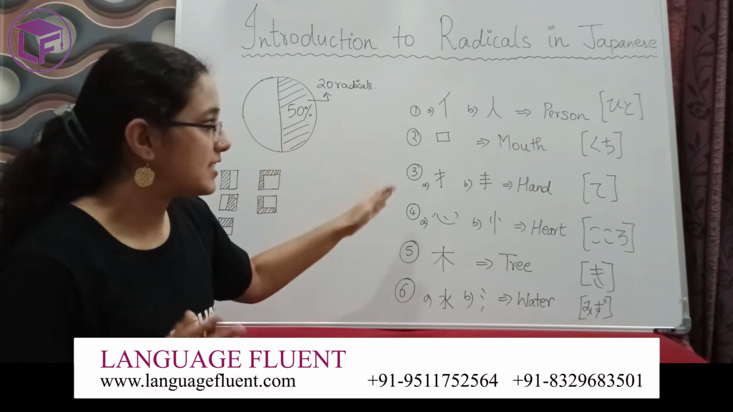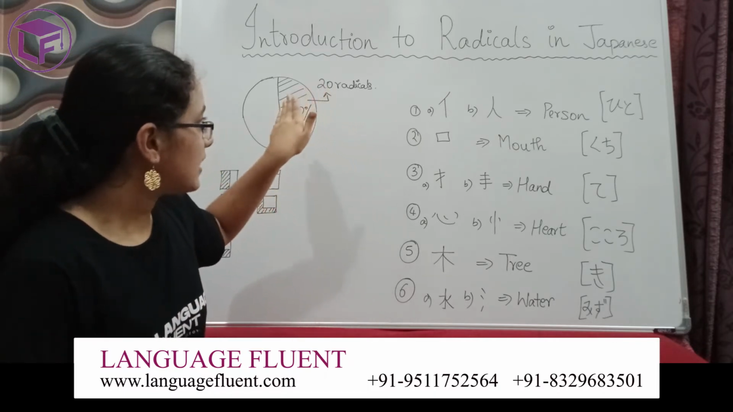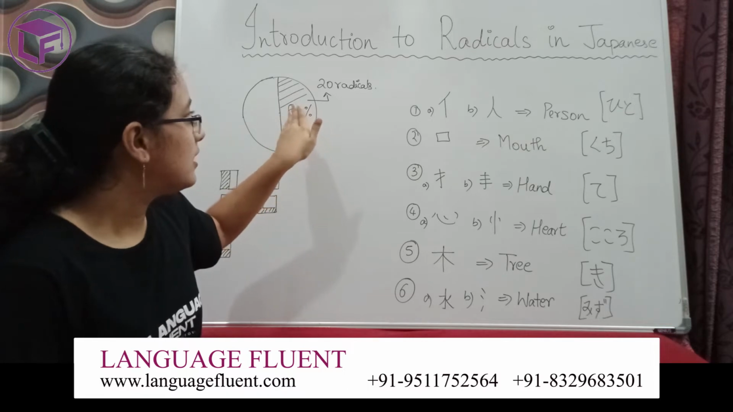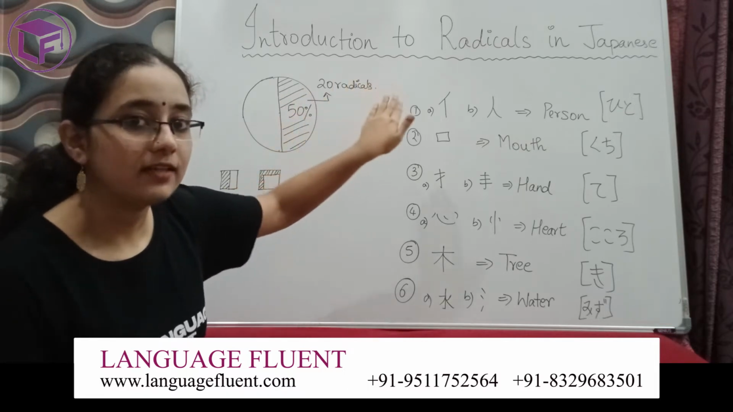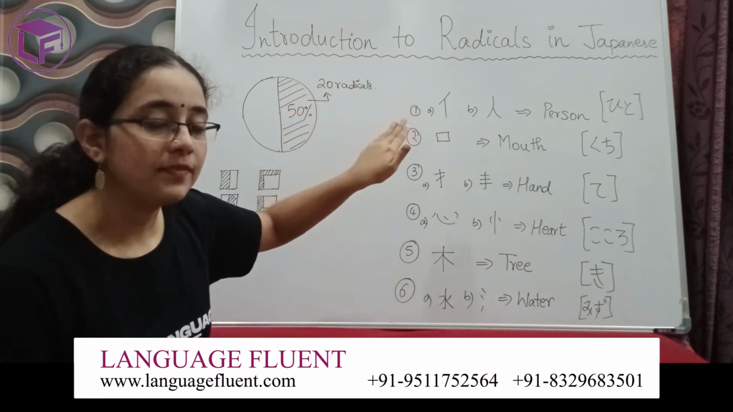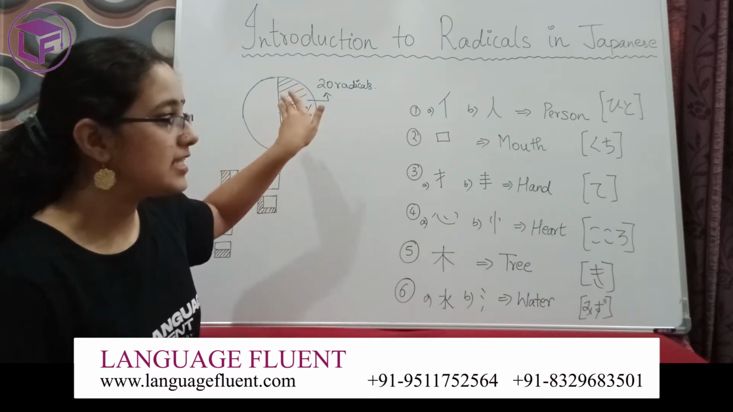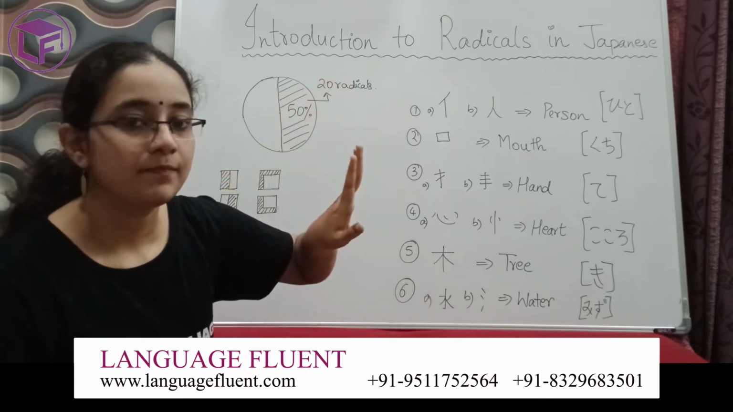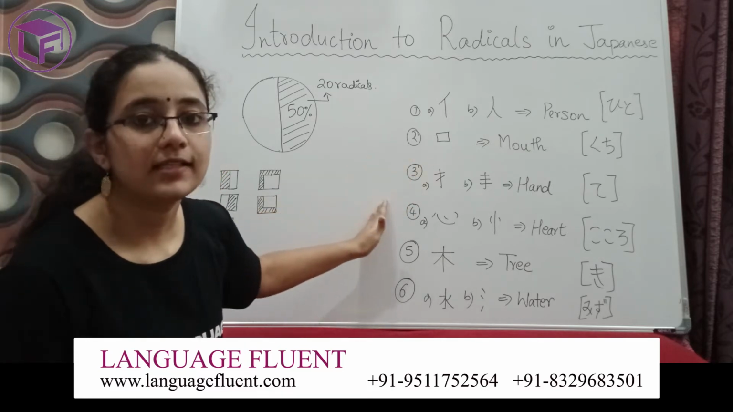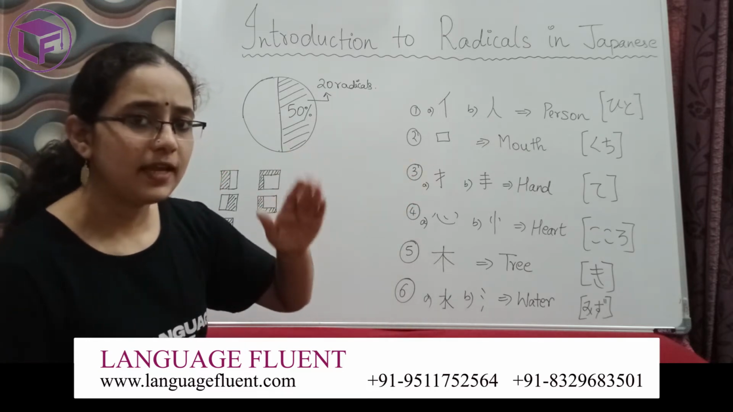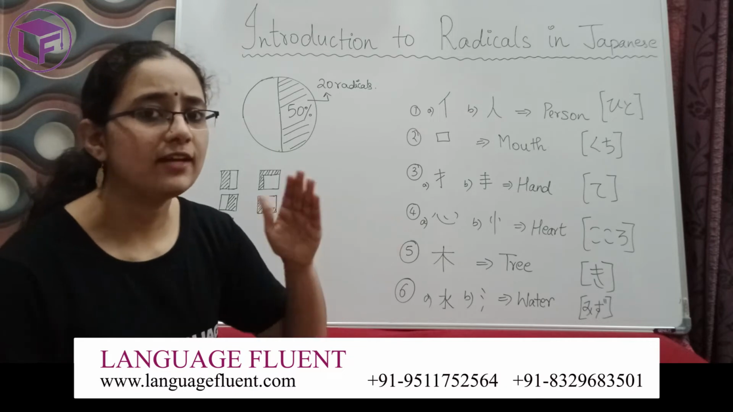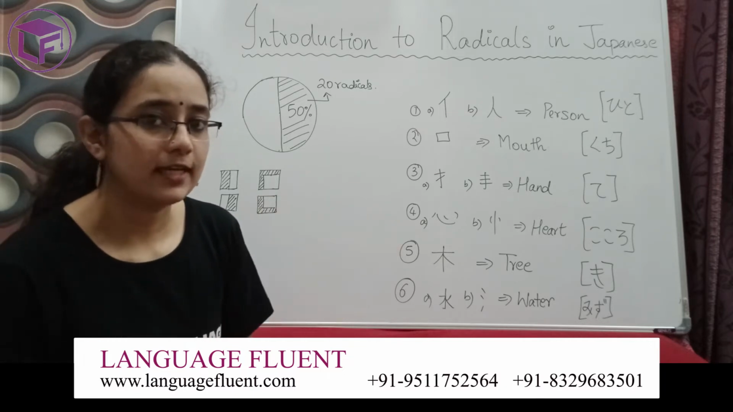I will be explaining these 20 radicals that make up 50% of kanjis, and out of them, 25% of this total 50% is made up of just 6 radicals. So we will be looking at those 6 radicals today, and in the next session I will be introducing you to the remaining 14 radicals. That's how we'll be proceeding.